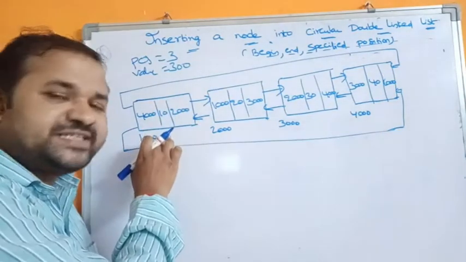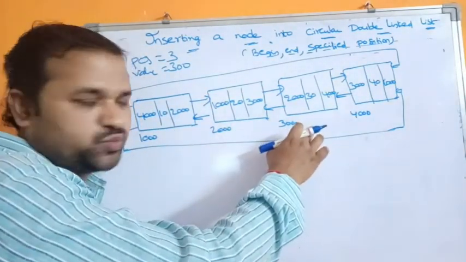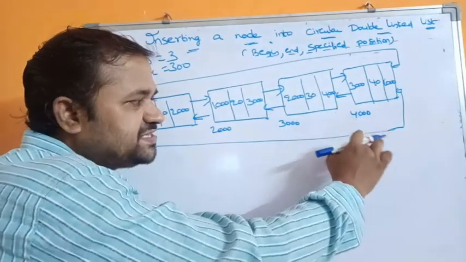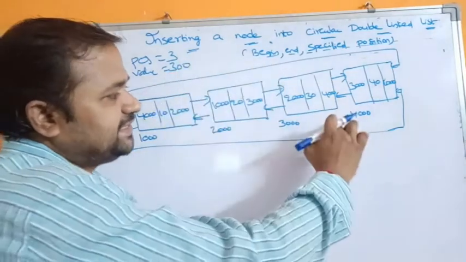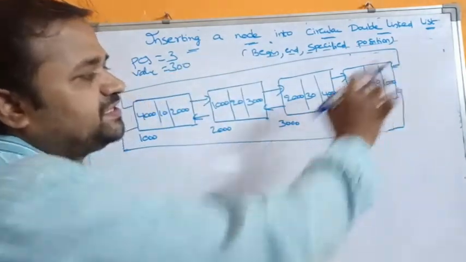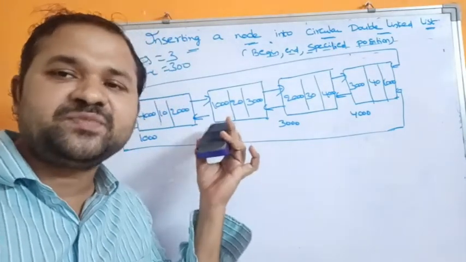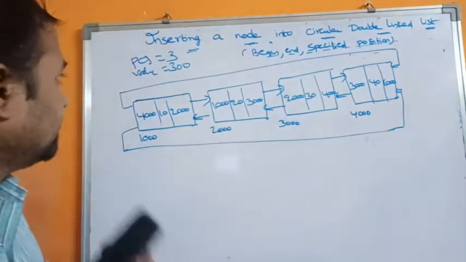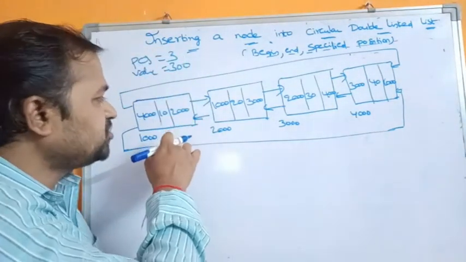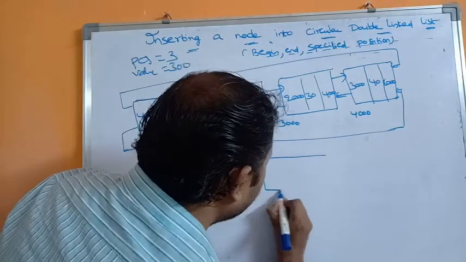Or we can assume this as position 0, this as position 1, this as position 2. So the next one is position 3. So 10, 20, 30, after that insert 300 here, and after that the next value is 40. So likewise also we can display. The first node can be considered as either position 0 or position 1. It is our choice. Let us assume that this is first position, this is second position. So let it be the third position. So we have to insert here.